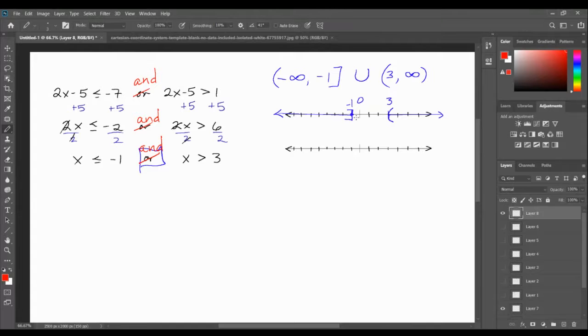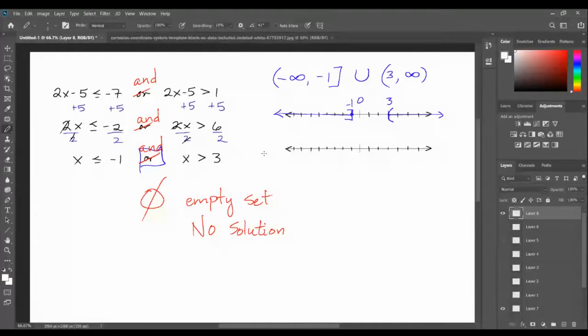Now, looking at my number line here, is there any number that both satisfies less than or equal to -1 and greater than 3? There is not a single number that fits in both of those, so that would be the empty set. No solution. So in this case, because there is no overlap, there's not a single number that satisfies both of those. So the and gives me an empty set. No solution.